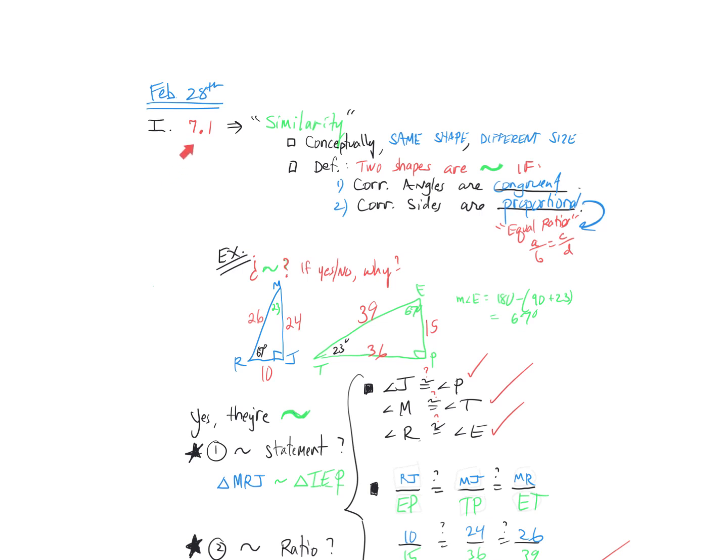All right, here's a quick summary of what we covered on Tuesday, February 28th. First, we reviewed what Miss Mitchell, your substitute teacher, covered with you last class. She covered section 7.1 on similarity.